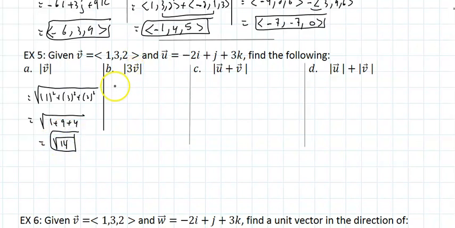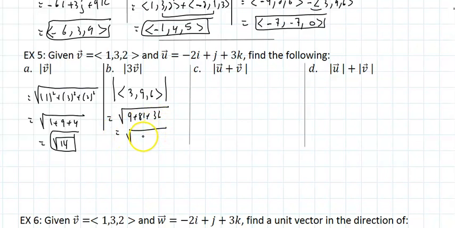3 times V, well, the magnitude of that would be the square root of 3 squared, which is 9, plus 81 plus 36. So if I'm not mistaken, that's the square root of 90 plus 36, which is 126. You could simplify that if you wish.